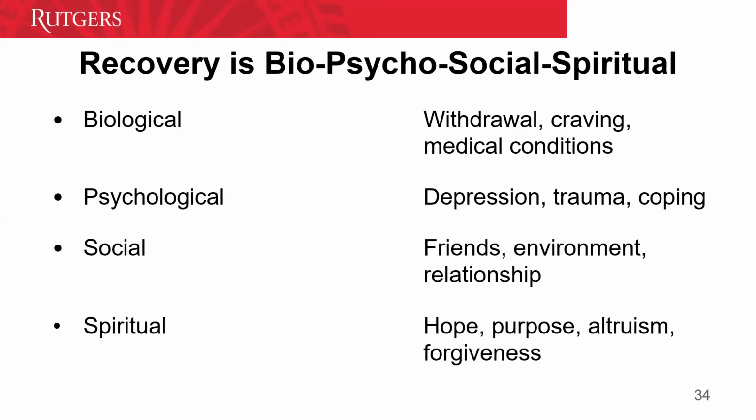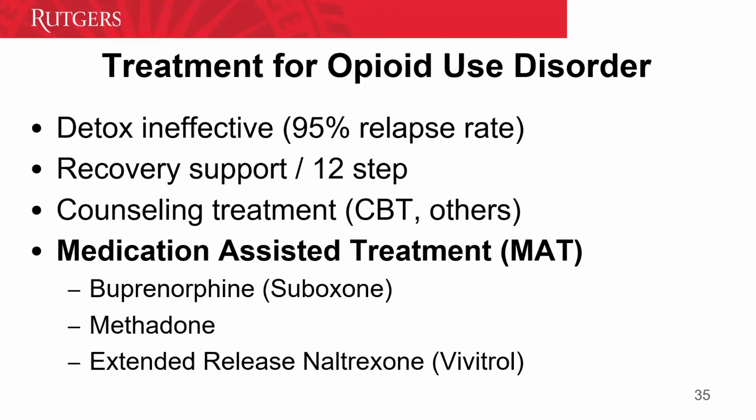So biologically, you can use something to help with the withdrawal symptoms and the craving and any other medical conditions they might have. Psychologically, it helps if you're able to also help treat any depression, trauma, or use of opioids as a coping mechanism. Socially, it's good to be in a good environment with supportive friends and family. Spiritually, it could help to have a sense of hope and purpose and altruism and forgiveness, and this could help aid in recovery.